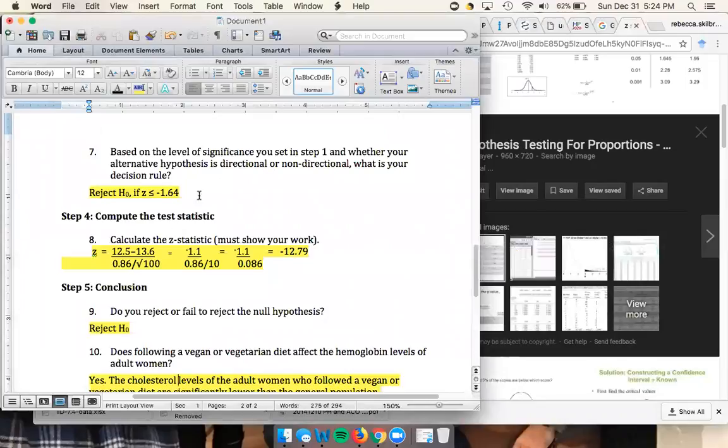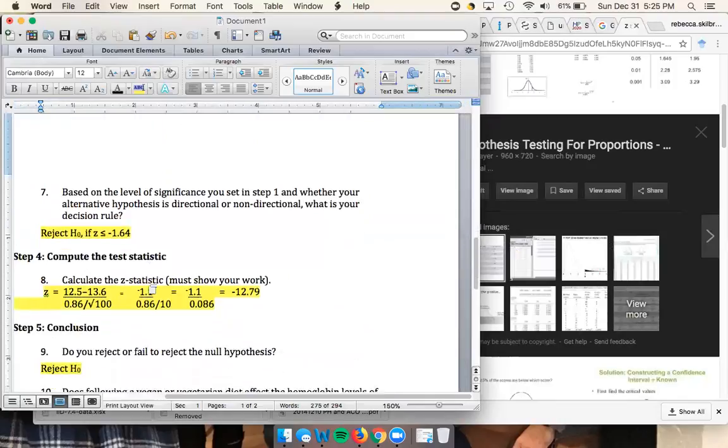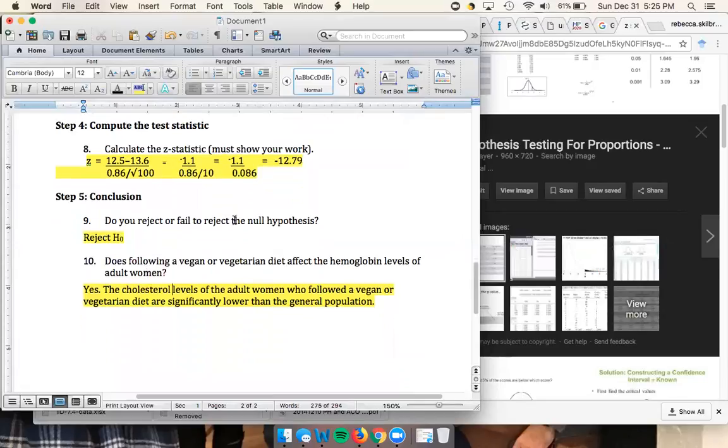So we go back to the z-score. We took it from that z-score chart. We're going to reject the null if z is less than or equal to negative 1.64. So in this example, because we are determining that the cholesterol levels would be lower, we're going to say less than or equal to negative 1.64, because that is our critical value, aka our decision rule for the z-score test that we're using. We chose a z-test.